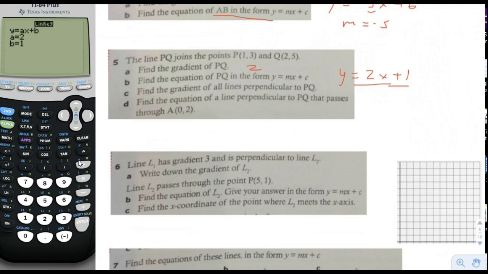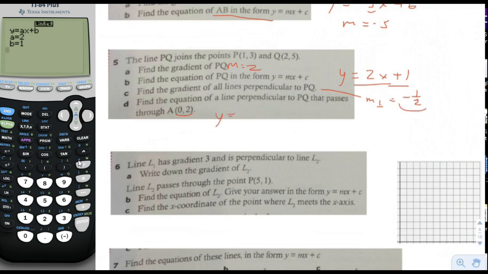The gradient of all lines perpendicular to PQ. So if the gradient is 2, then the perpendicular to PQ would be negative 1/2, negative reciprocal. Find the equation of the line perpendicular to PQ that passes through 0, 2. So now we know that we want a line that goes through 0, 2, and it has gradient negative 1/2.